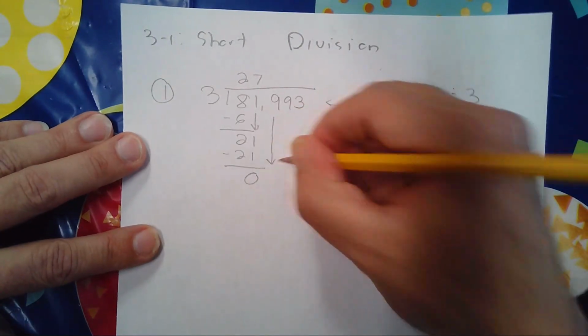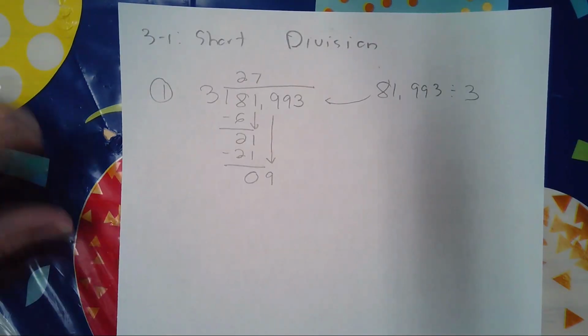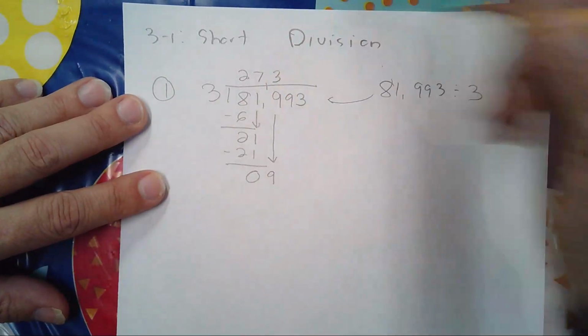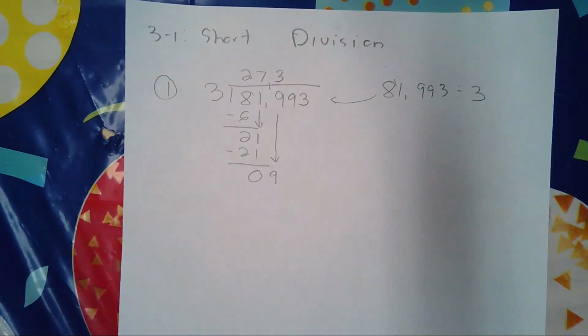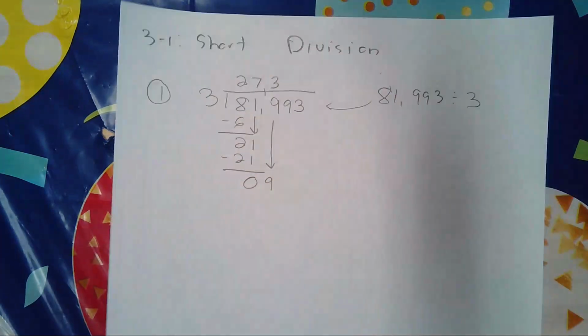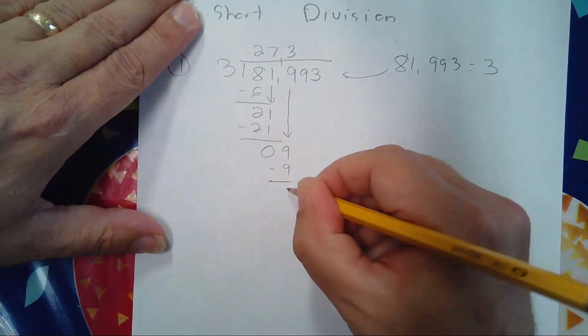Next up, drop the 9. Repeat the process. 3 goes into 9 3 times. I'm being very careful of my place values here, making sure I get everything lined up right. That'll help me know when I'm done or terminating, or making sure I don't miss a number or something like that. So 3 times 3 is 9. 9 minus 9 is 0.